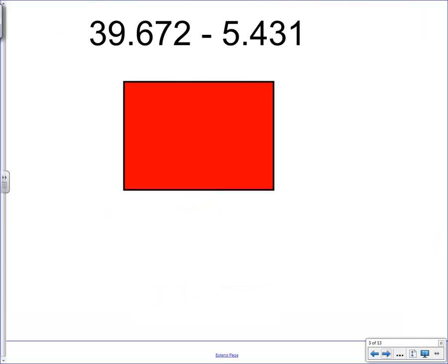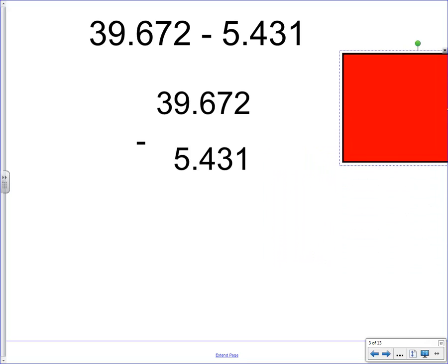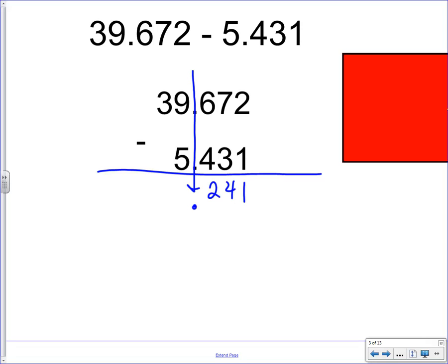All right, so this one as well is a subtraction problem here, but we're going to line up the decimal places and subtract. I want you to see that the decimal places are here. I'm going to bring the decimal point straight down into my answer, and then I'm going to subtract. So 2 minus 1 is 1, 7 minus 3 is 4, 6 minus 4 is 2, 9 minus 5 is 4, and 3 minus 0 is 3. So when I subtract, I end up with 34 and 241 thousandths.